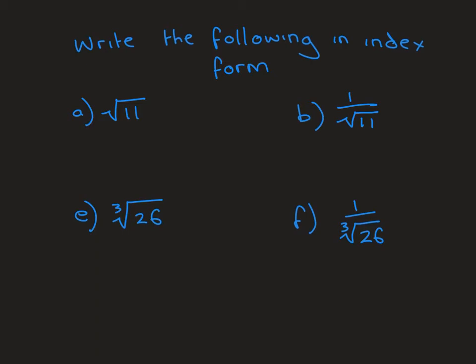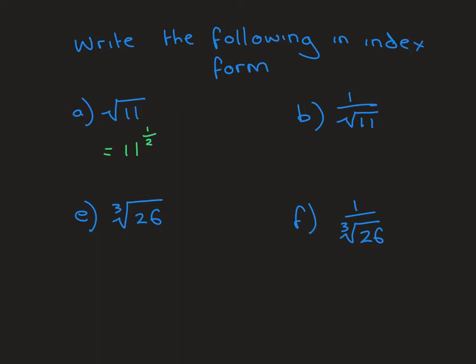So these problems you'll find on the next slide of your presentation. And what it's asking you to do in this slide is write the following in index form. Okay, so what we're doing is we're essentially going the opposite way. In the previous questions, we were going from index form back to our square root or surd form. Now we're going the other way. So if we've got the square root of 11, all we're looking for in this is to simply write it as 11 to the power of a half. We've now written it in index form.